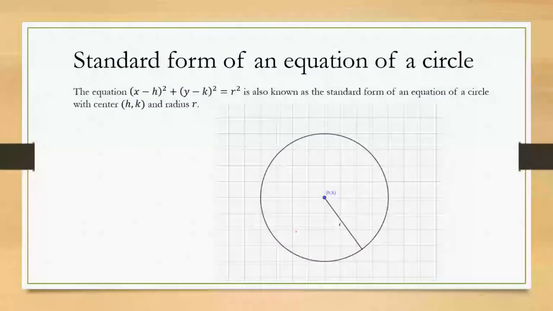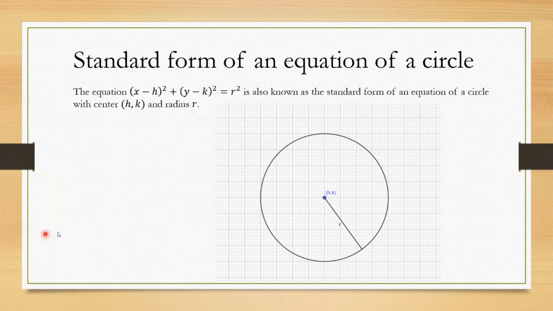Here's an example. Well, actually, no, not an example. It's a better picture, actually. Sorry. But again, this is what I'm saying here. The center is (h, k). The radius is r. And all points that are r units from the center, that's the circle.